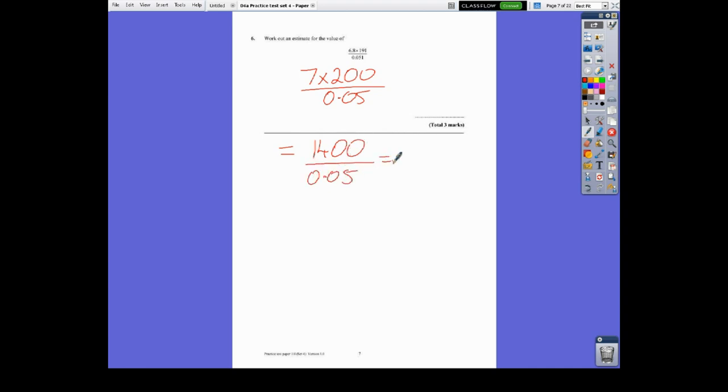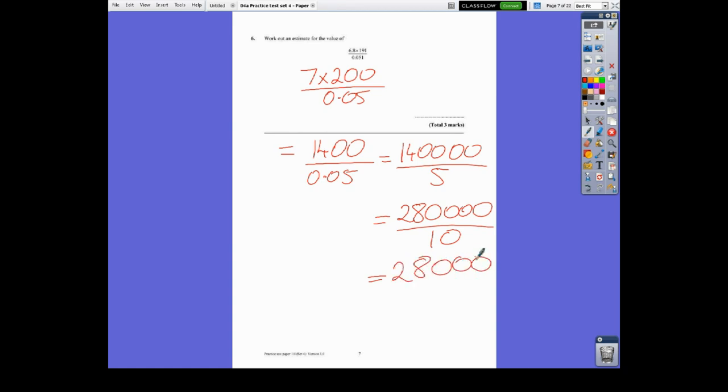To do that, again, I would multiply top and bottom by 100 to get rid of the decimal on the bottom. So that would be 140,000 divided by 5. And again, a good way of doing that, instead of dividing by 5, would be to double the top to get 280,000 and double the bottom to get 10. Just makes things a little bit easier. So therefore, that would be 28,000.